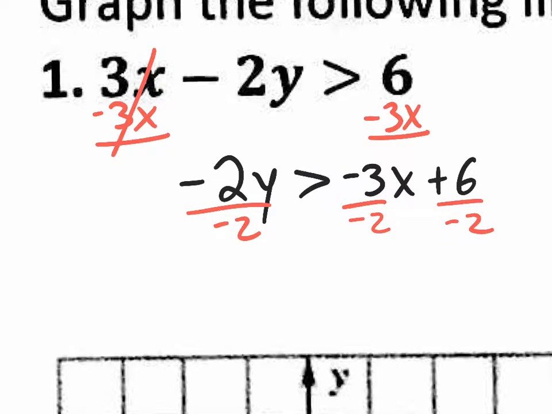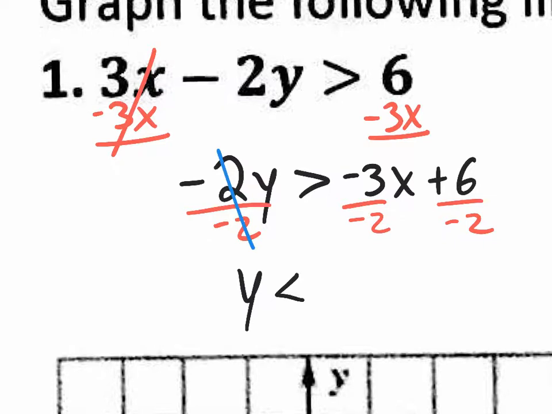Now, this is an inequality. And when you divide by a negative, what must you do? You need to switch it. You need to switch the inequality symbol. So, yes, the negative 2s cancel, and you have y, but you have to flip that inequality symbol. You have to change it.